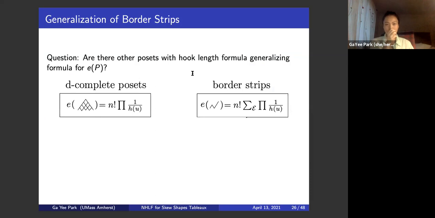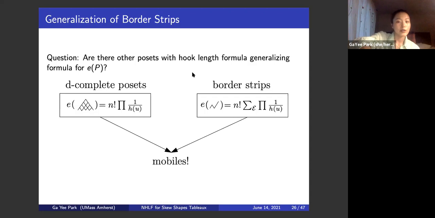So the question is, are there other posets with a Naruse hook length formula generalizing these formulas for E of P? On one hand, we have all these d-complete posets with very nice product formulas. On the other hand, we have border strips with the Naruse hook length formula. I know that it's not just border strips, it's for all skew shapes, but border strip is the only one that we actually understand the combinatorics of. And if we combine them together, we have something called mobile posets.